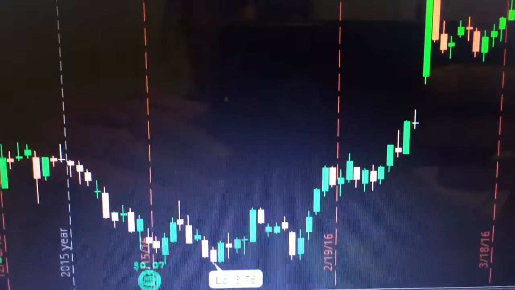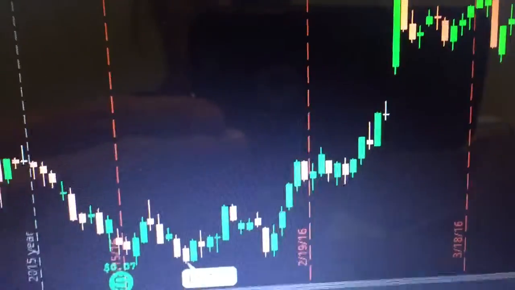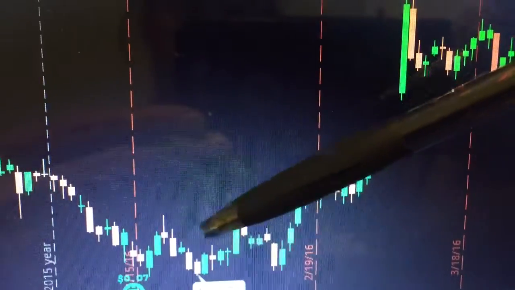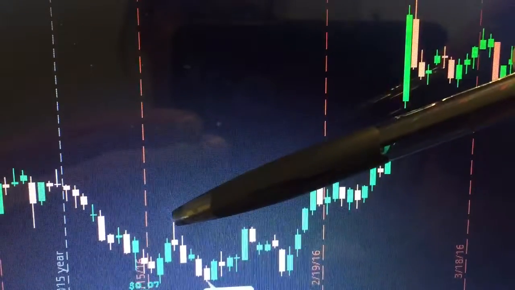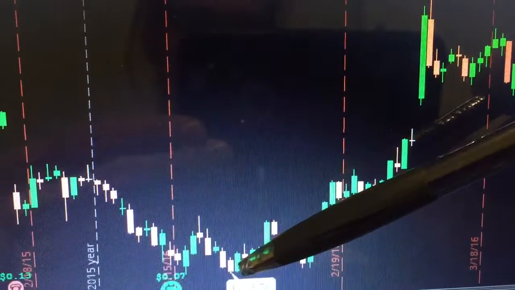Back to learning how to count Elliott Wave. Remember the first wave, wave one, it's almost over before it begins. So it's very hard to detect that. Let me show you wave one. See how we're doing here. Let me see if I can get my pen here. See how wave one had a full retracement.